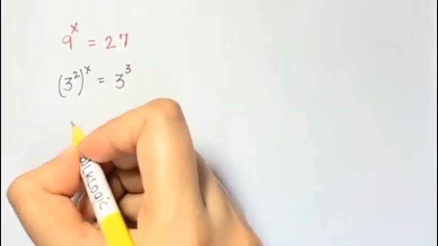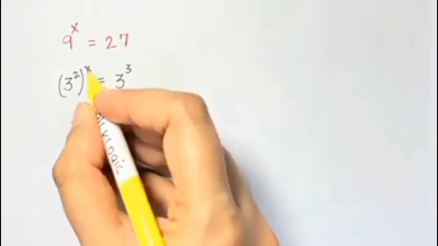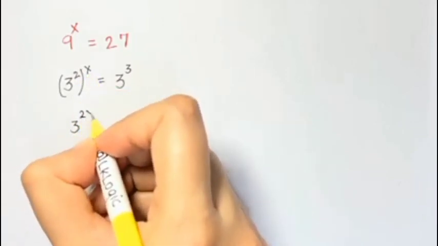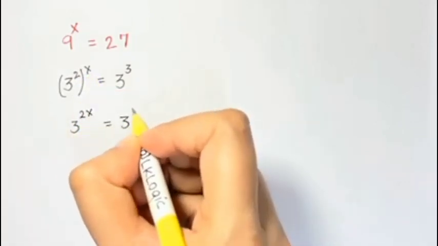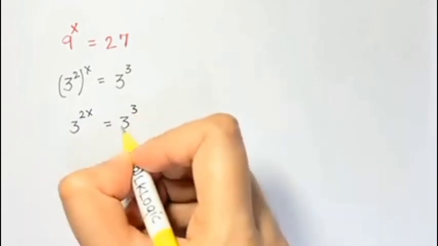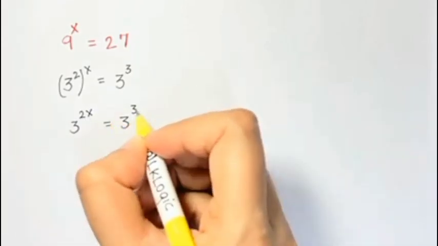And now here this is equal to, whenever you have power to power, you multiply the powers. 2x is equal to 3 cube. Now whenever you have same base and there's equal to between them, you can equate the powers.